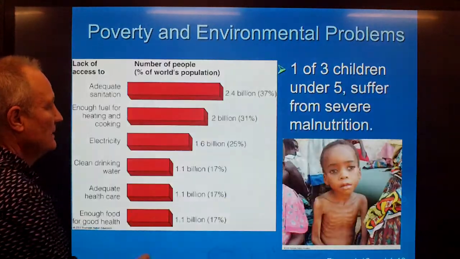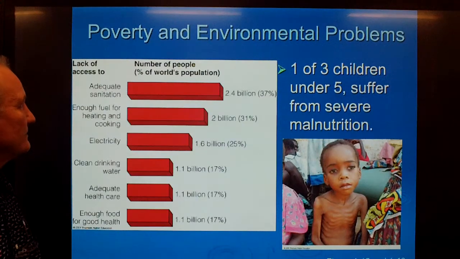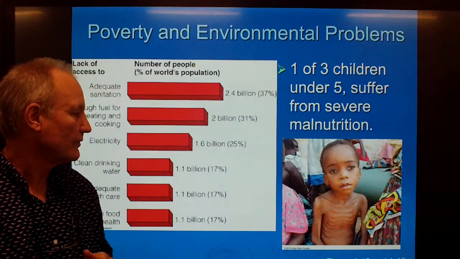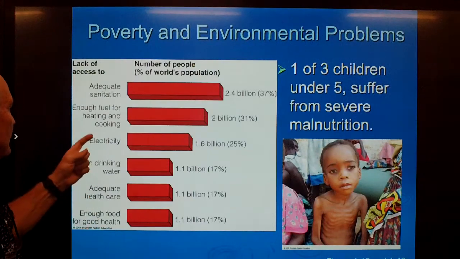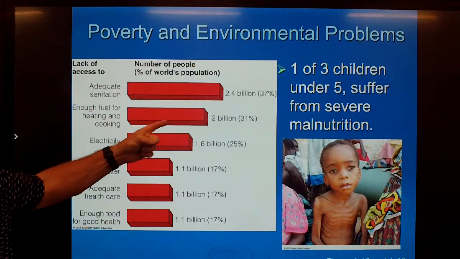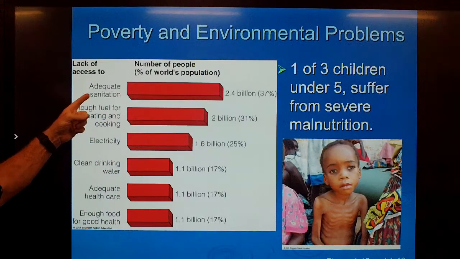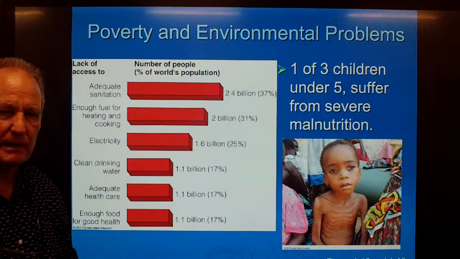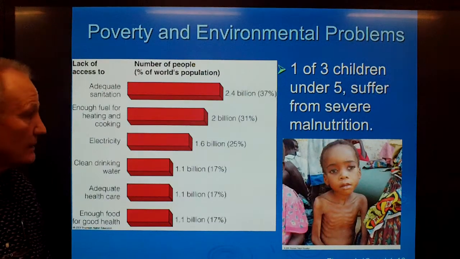Okay? All right, now, how does poverty play into this entire thing? Poverty and environmental problems: 1 in 3 children under 5 suffer from severe malnutrition. Okay? 1 in 6 is very, very severe. All right, and look at the number of people in the world's population. About 37% have lack of access to adequate sanitation. So over a third of the people don't have a toilet to go to the bathroom in.